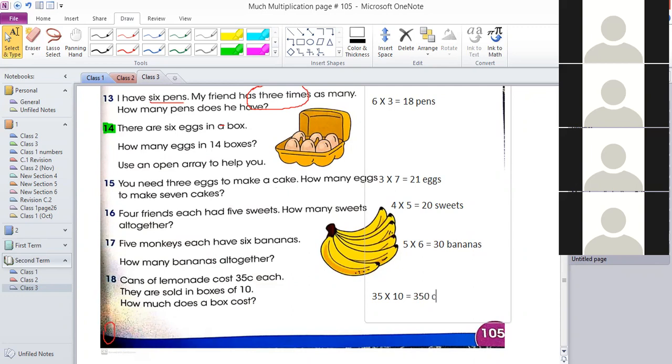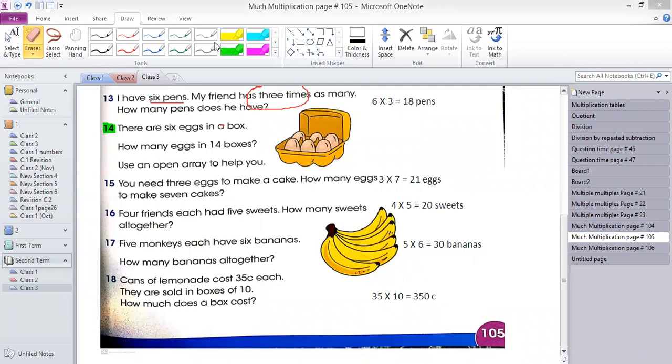So this will be your answer, 350 cent. The answer will be 350 cent. Up to here, all clear, guys? Yes, sir. Very good. Ayman, page number 105.